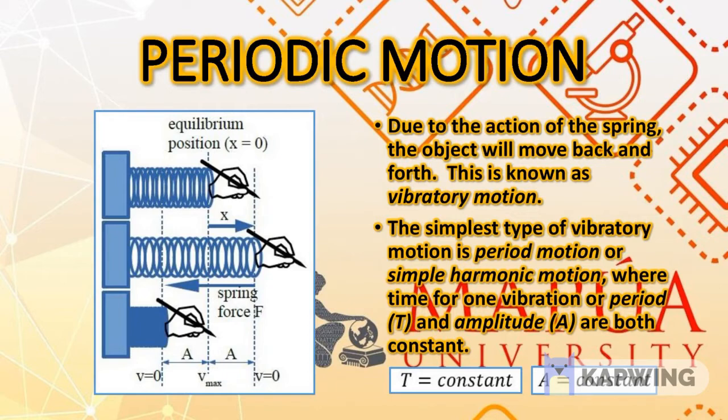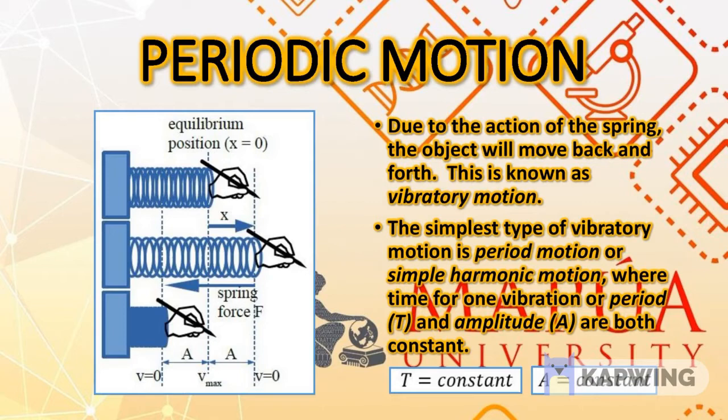The simplest type of vibratory motion is called periodic motion or simple harmonic motion. Characteristic of simple harmonic motion is you have constant period and constant amplitude. Period is the time for one vibration, and amplitude is the maximum distance that the object can reach from the equilibrium position, the position wherein the spring is neither stretched nor compressed.